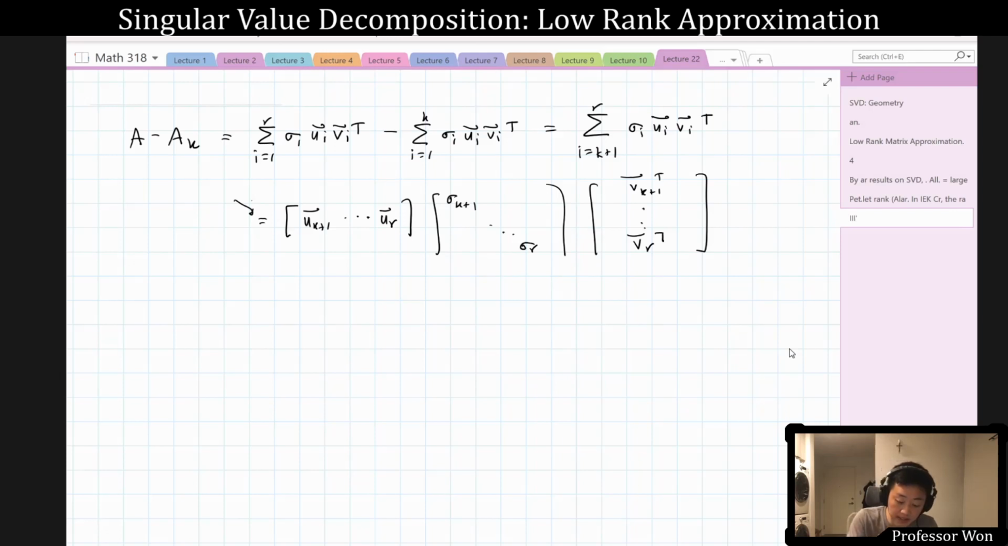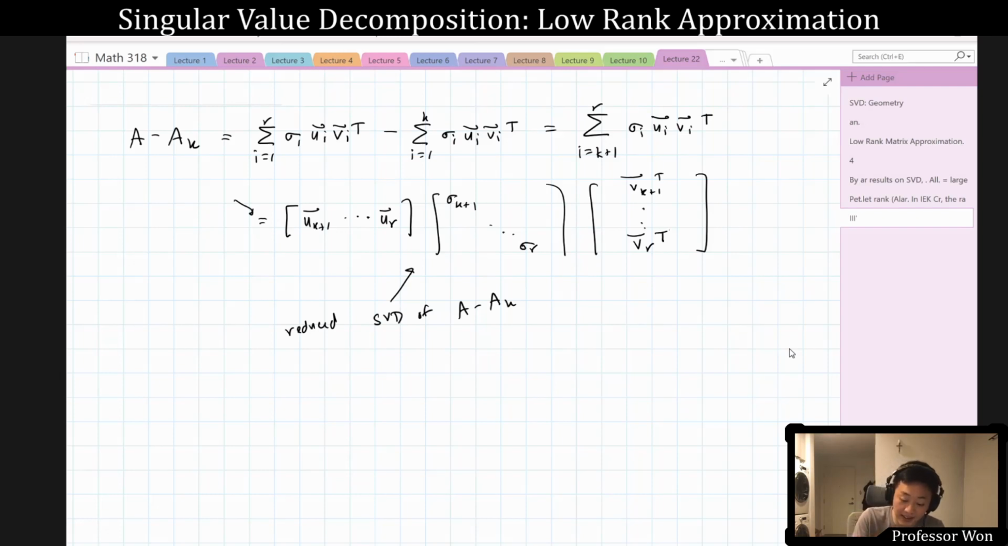Okay, but this is the singular value decomposition of A minus AK, because it satisfies all the properties of a singular value decomposition. It's the reduced SVD, I guess. These singular values satisfy all the correct properties. The U's are still an orthonormal set of vectors. The V's are still an orthonormal set of vectors. So this satisfies all the same properties. So this is an SVD.